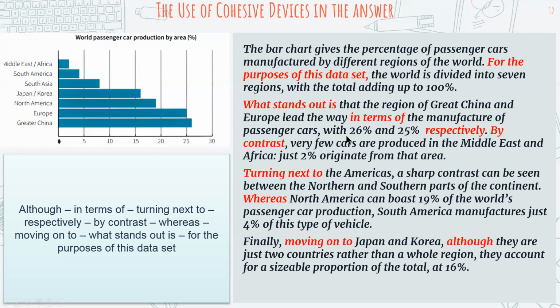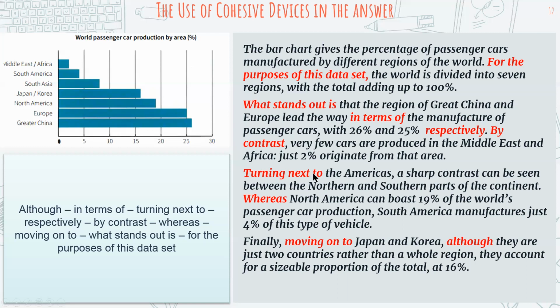Okay, respectively, because you mentioned two numbers and you say respectively because the first one goes with Greater China and the second one with Europe. So you have to use respectively. By contrast, now I'm going to give you something completely different, the opposite. Very few cars are produced in the Middle East and Africa. Just 2% originate from that area. So only 2%. Okay, this is 2% of the 100%. So here I have to use by contrast. Maybe you can use on the other hand, okay, but by contrast here is much better, of course.